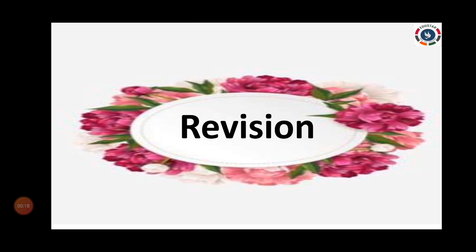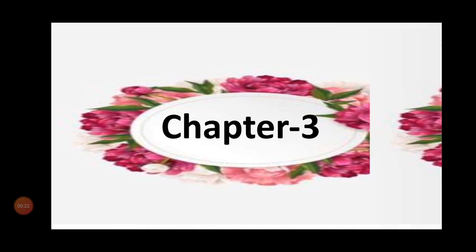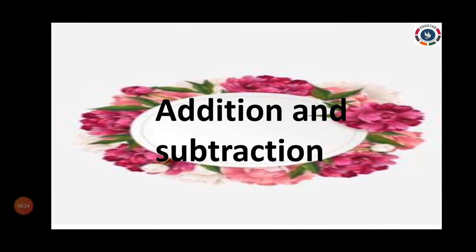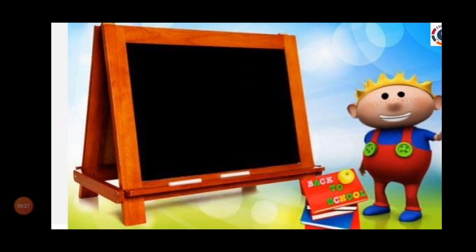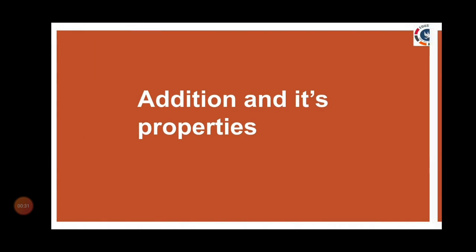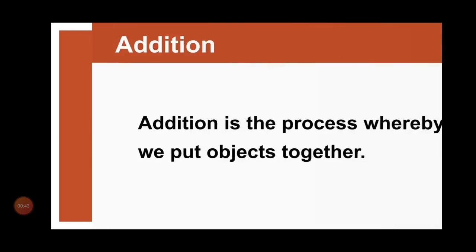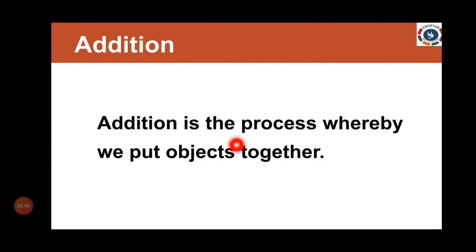Today, we are going to revise chapter number 3, Addition and Subtraction. First, I am going to explain once again about addition and its properties. Addition is one of the 4 basic operations of arithmetic, usually signified by the plus symbol. So, the symbol of addition is plus. Addition is the process whereby we put objects together. I'm going to explain through an example.